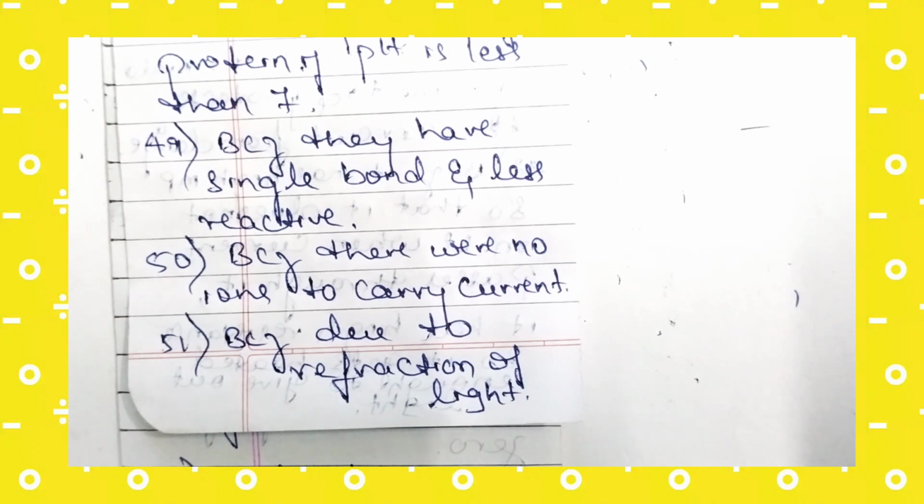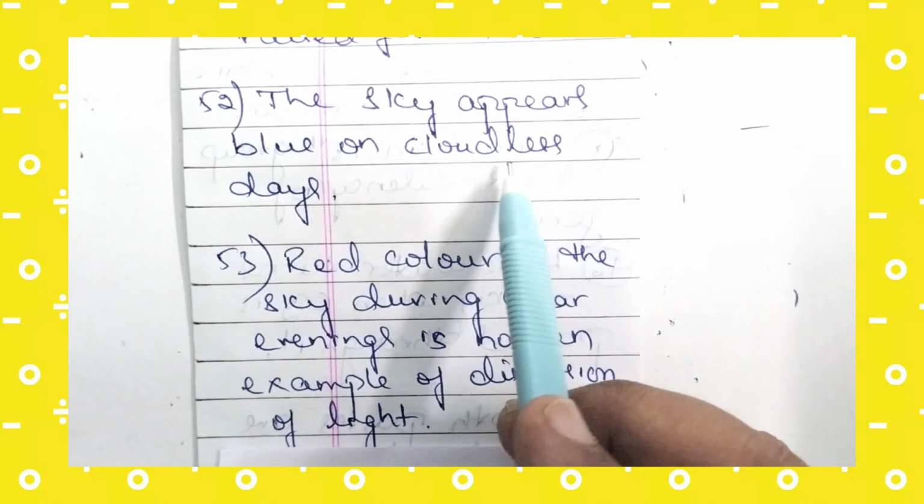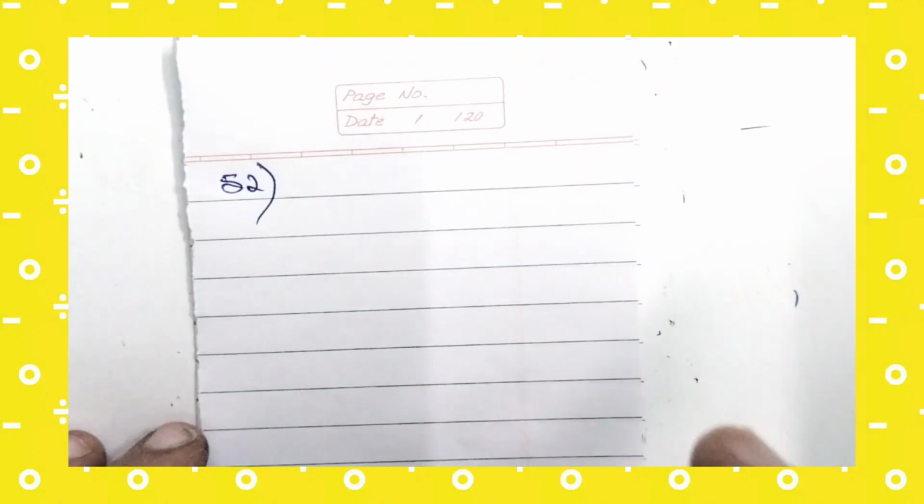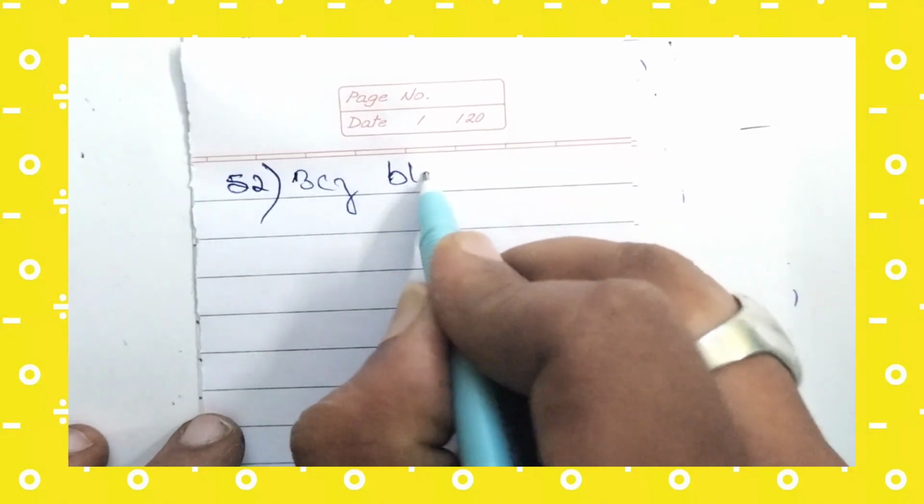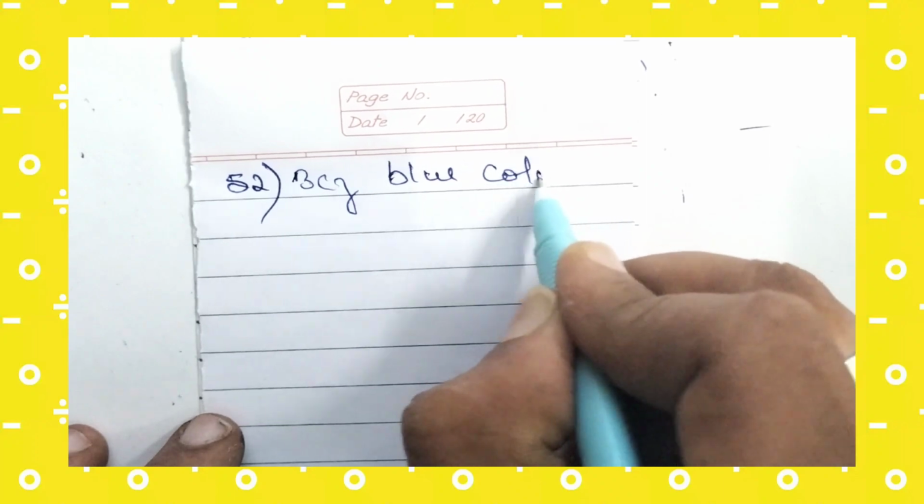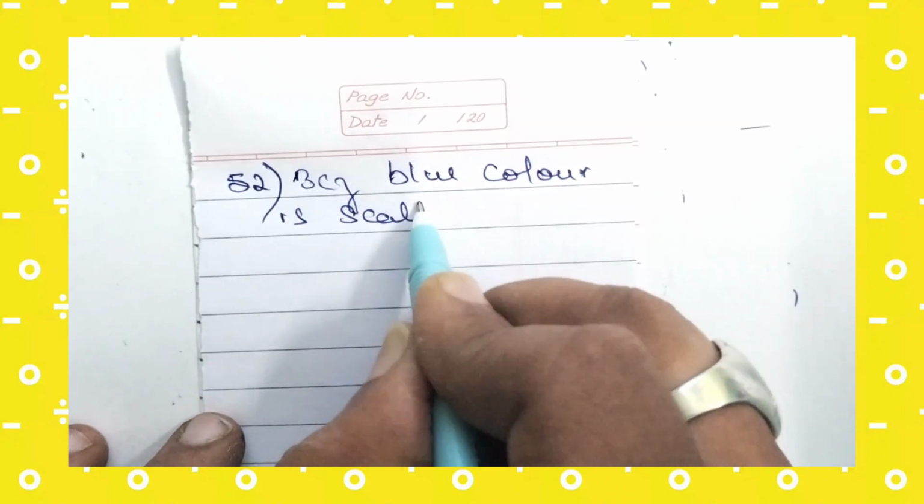Now let us move for 52nd question. The sky appears blue on cloudless days because blue color is scattered more.